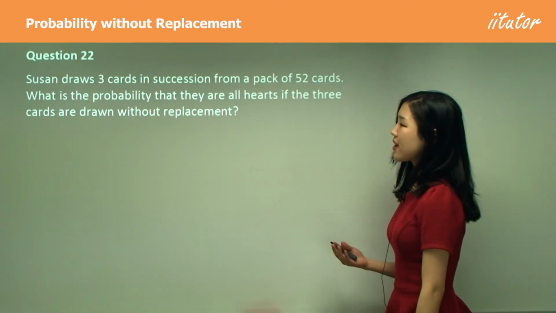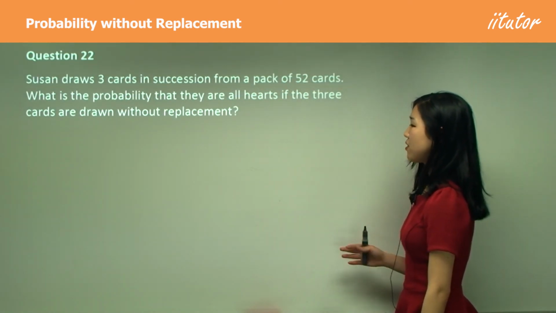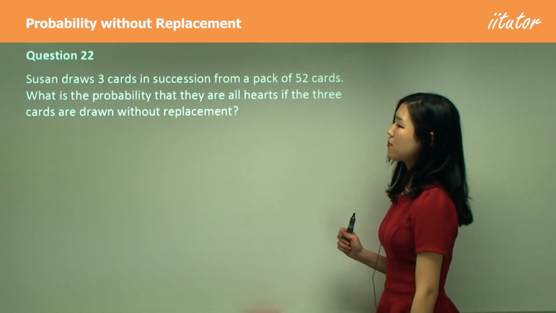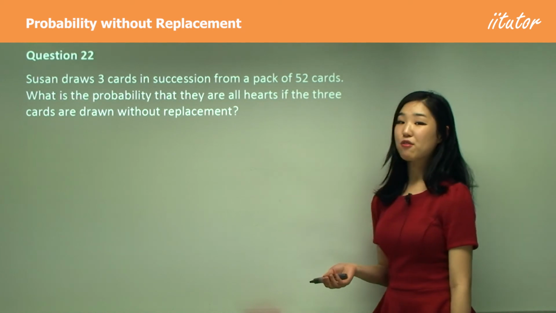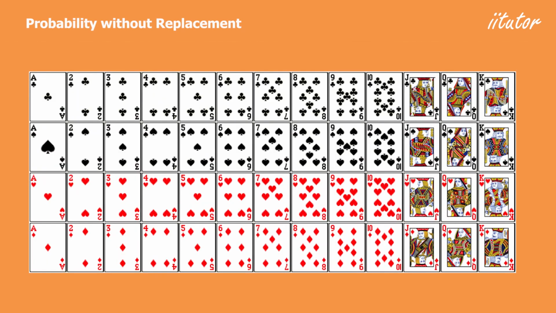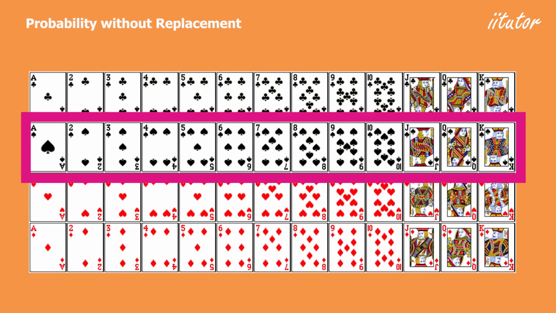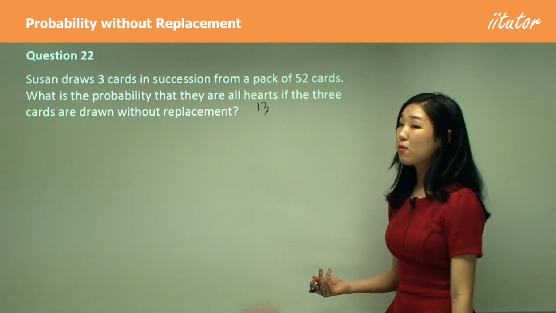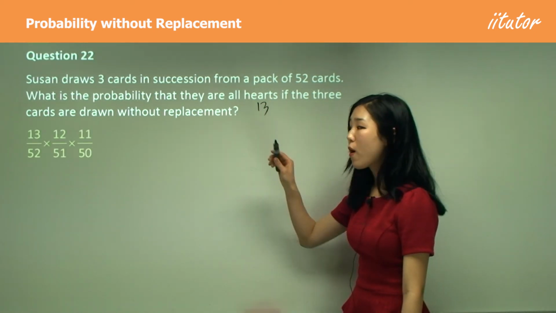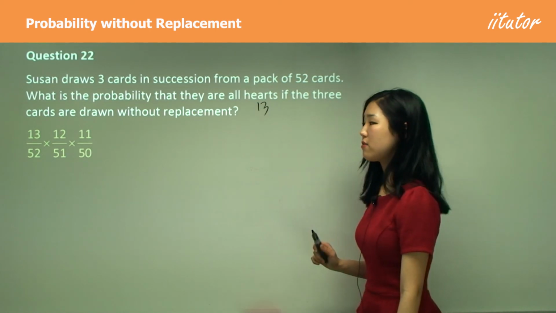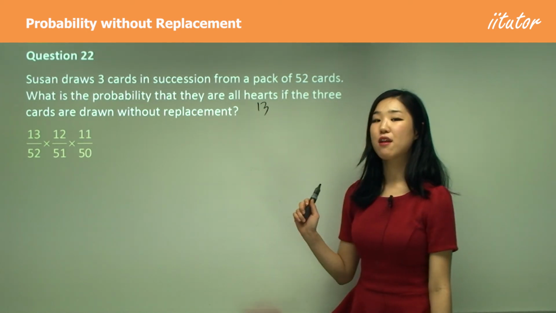Question 22. Susan draws 3 cards in succession from a pack of 52 cards. What is the probability that they are all hearts if 3 cards are drawn without replacement? Hearts is 1 out of 4 suits, so hearts is a quarter of 52 cards. So there are exactly 13 hearts in a pack. Because there's no replacement, it's simply going to be 13 out of 52 times 1 less on top and bottom. So 12 out of 51 times 11 out of 50.